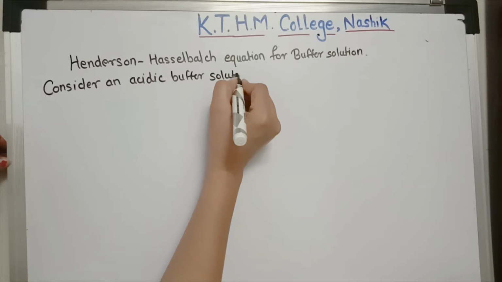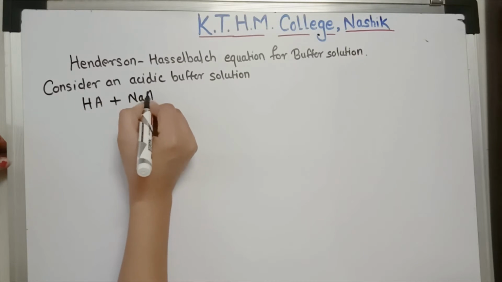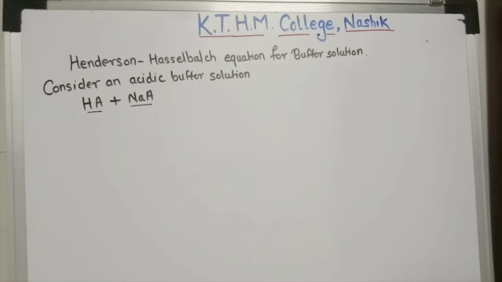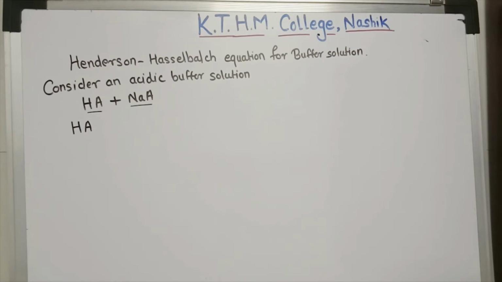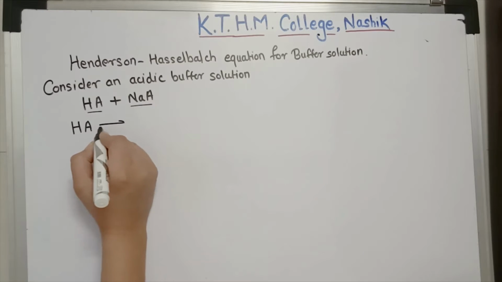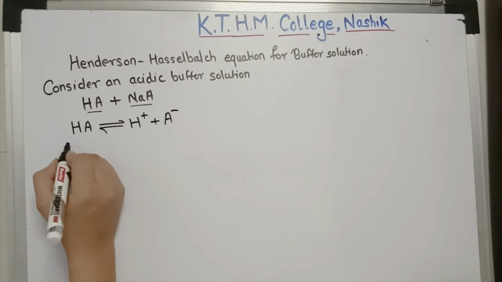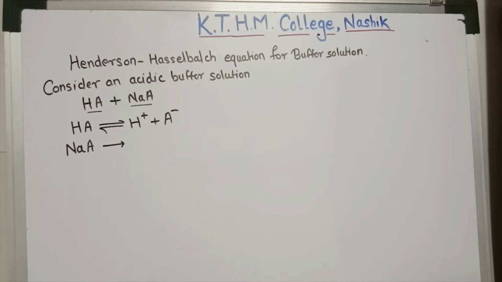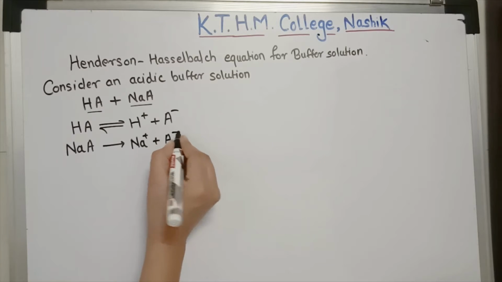So in the acidic buffer solution, we know that there is a presence of HA plus NaA. Okay, this is a weak acid. This is its salt with the strong base. We know that HA is a weak acid. Weak acids are weak electrolytes which do not get completely dissociated. So it forms an equilibrium with H plus plus A minus. Similarly, in our solution, there is NaA, which is a salt, and we know that salts are strong electrolytes which get completely dissociated: Na plus plus A minus. Okay.